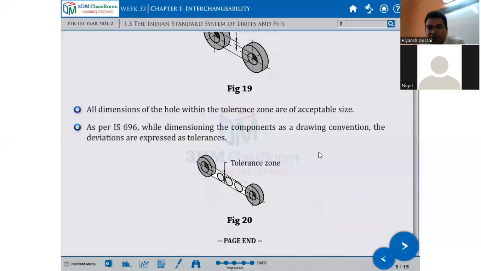So your basic necessity in doing the practical is that whatever the job you are producing, whatever the practical you are doing, it has to be within that tolerance. The dimension has to be within that tolerance, plus or minus.